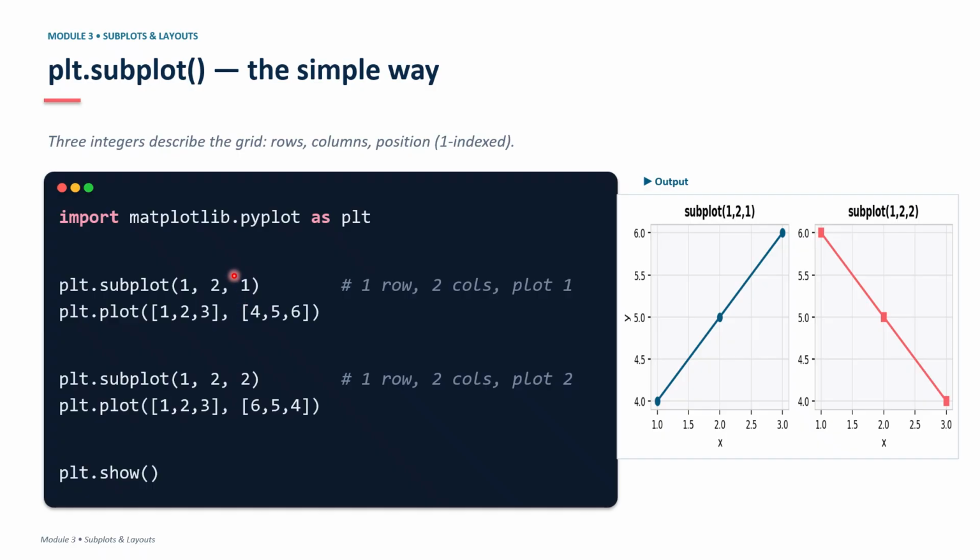So if the position is 1, it is the first index, and if it is 2, it is the second index. Here, the first call plt.subplot of 1, 2, 1 will create the subplot in the first row, first column, and you will have it as plot 1. And in the next call, it will create the subplot in the first row, second column, and your plot position is going to be plot number 2.